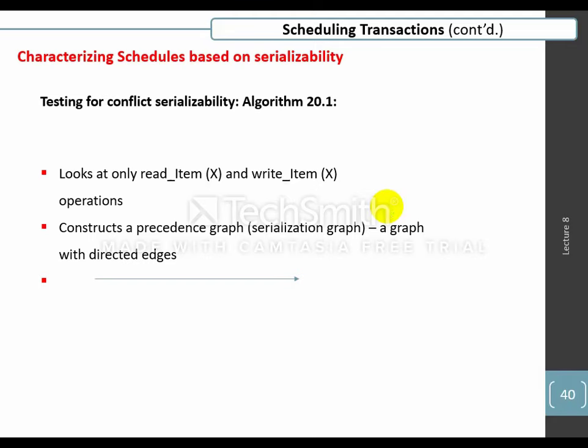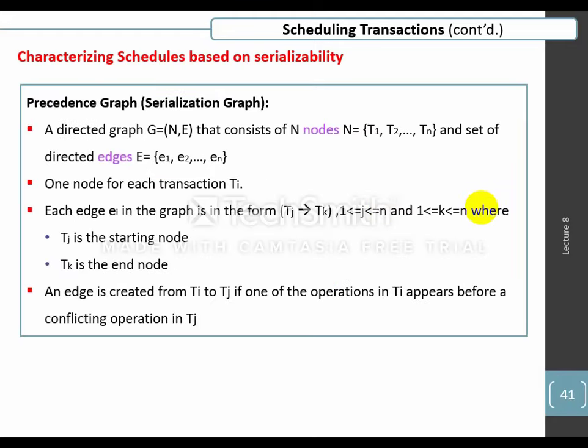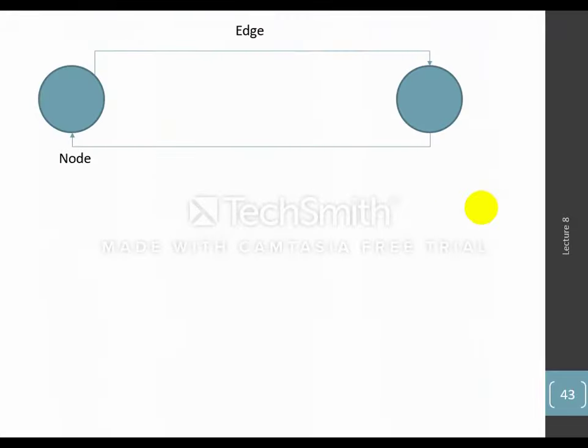Assalamu alaikum. This is an algorithm to test whether the schedules are serializable or not. For this, we will only look at the read and write operations, and then we will construct a precedence graph and see if there are cycles or not. A directed edge is similar to an arrow: it has a direction, and it's an edge. A directed graph consists of nodes and edges. Nodes are the circles in which we write T1 and T2, and edges are the arrows.